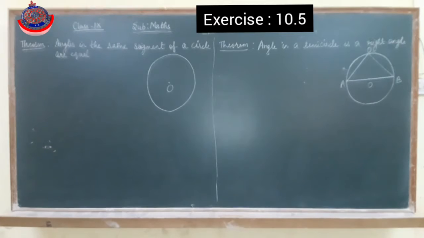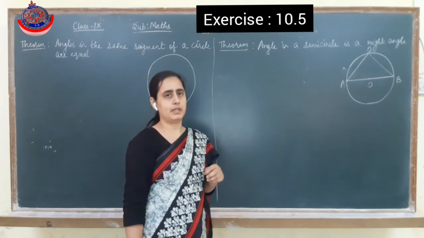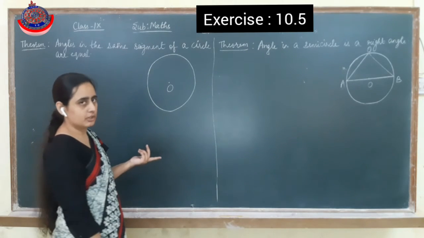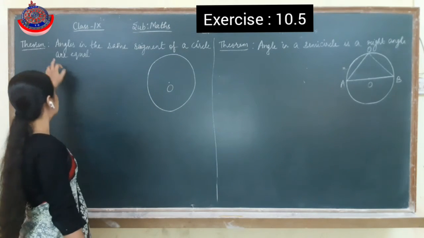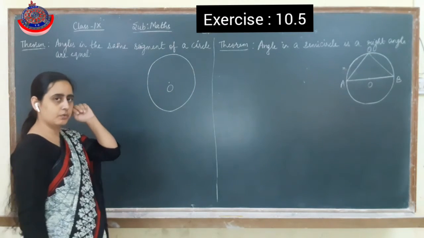Next we have 2 theorems based on the result of the previous theorem only. Their proofs are not generally asked but can be asked. So let us discuss. The result of the previous theorem will be used in that. First we are saying angles in the same segment of a circle are equal.